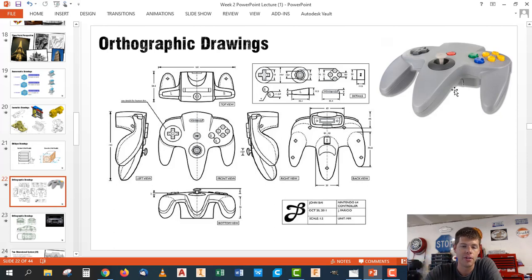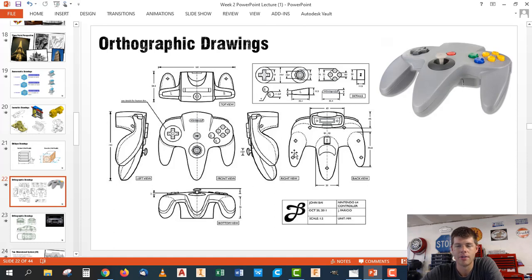This is something that's very near and dear to my heart. I grew up with one of these. This is an old Nintendo 64 controller. Some of you may recognize this depending upon your age. If you're a really old millennial like me, or maybe a younger millennial, you might recognize these things. So what have they done here? They've made an orthographic drawing of this object.